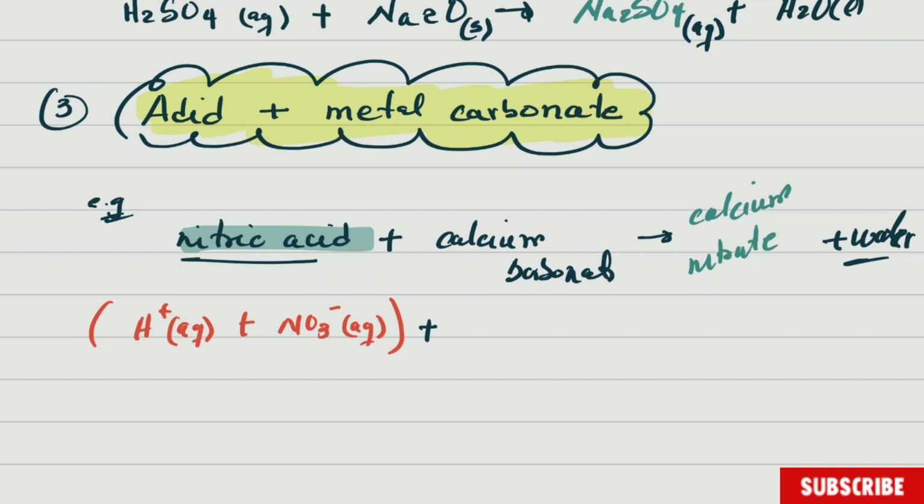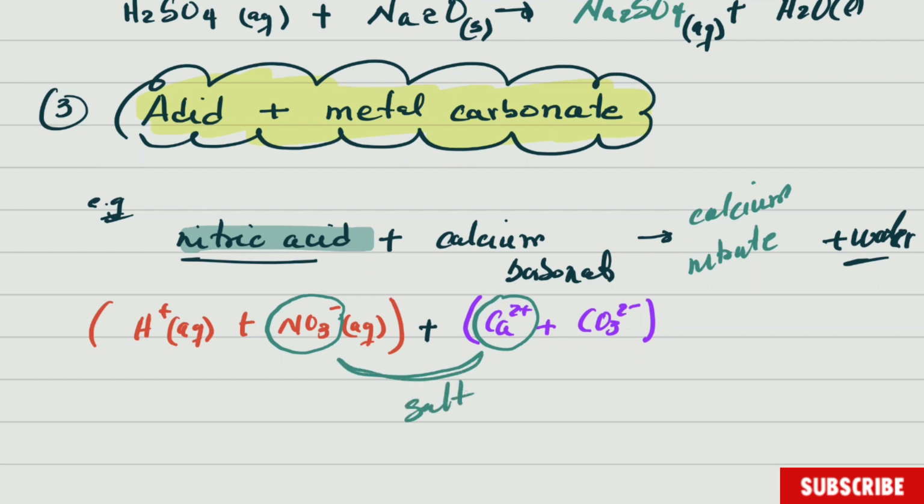Now calcium carbonate is the combination of calcium ions, which is Ca2 plus, and carbonate, and carbonate is CO3 2 minus. These two coming together. Okay, now once more, the nitrate is coming from the acid, the negative ion, and the positive one from the base. So when these two combine, it will give you the salt.